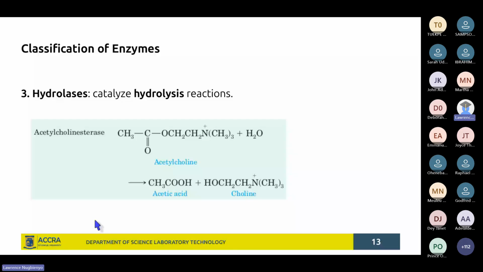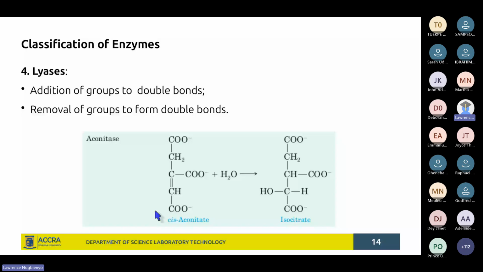All right. Now, the fourth group, we said we have 6 common groups, so the classes. So we have the fourth, which is referred to as lyases. And what do lyases do? Lyases, either they will remove some groups from a molecule, which will result in the formation of double bonds, or they will add. So either they remove or they add. If they are adding groups, then double bonds will be removed.